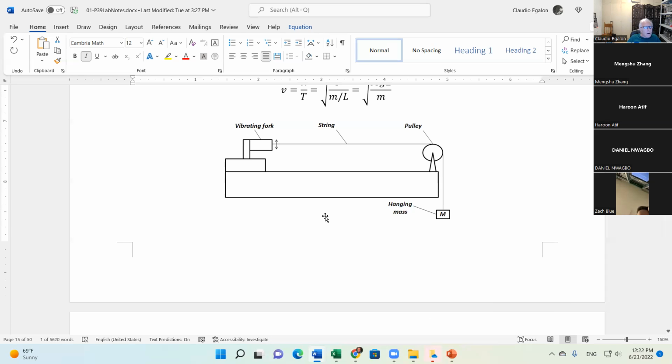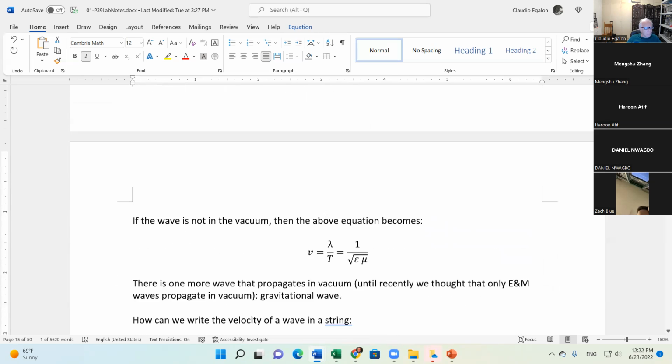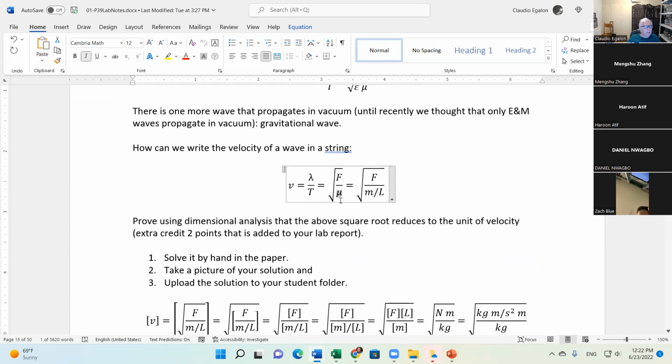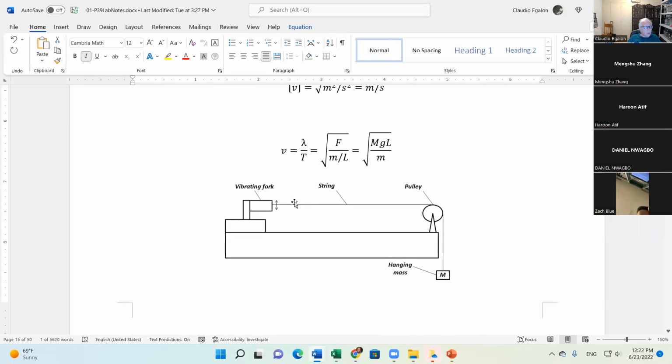Makes sense? Okay, what else do you have to know? Okay, so we have this guy here, this is the mu, right? This is the mass per unit of length of the string. What you're going to do, you are going to measure the mass of this string. You are going to measure the length of this string.